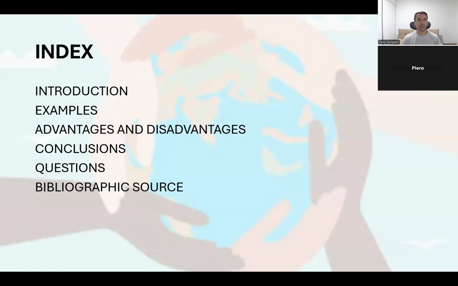This is the index. First, I am going to make a small introduction of me and my job. Then I will show you examples of the topics, advantages and disadvantages, some conclusions about the work, 5 questions, and finally, a bibliographic source.